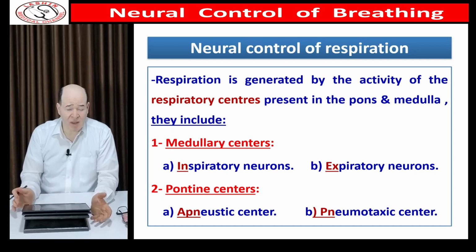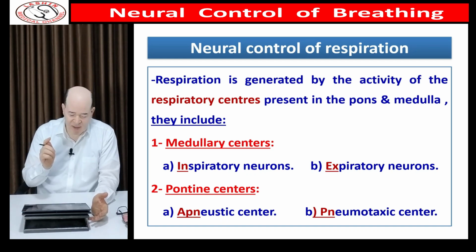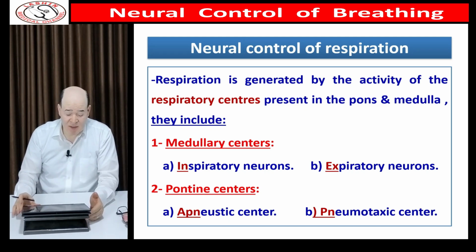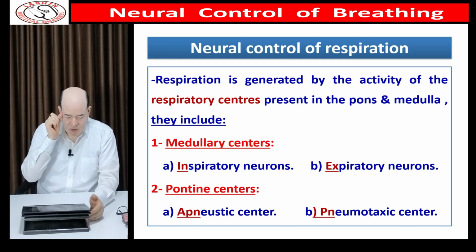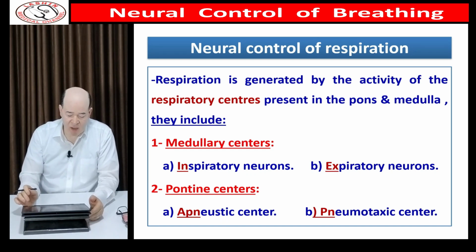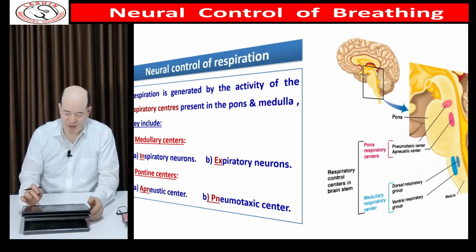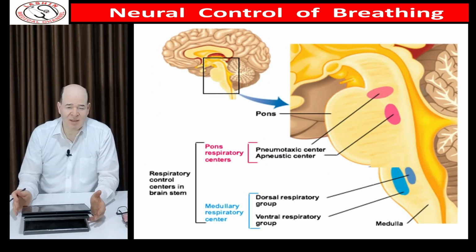We have respiratory centers that are present in the medulla and in the pons. There are two groups that are divided into 4 centers. Medullary centers that include inspiratory neurons and expiratory neurons, and pontine centers which are the apneustic center and the pneumotaxic center. Together they regulate the process of respiration. All of these centers lie inside the brainstem. Let us locate these centers.